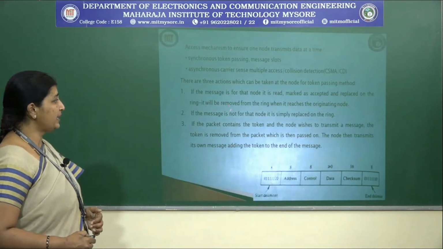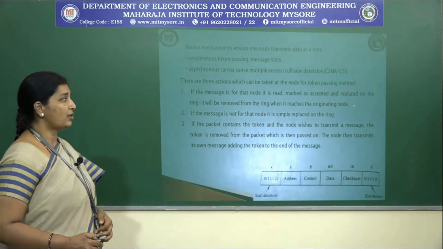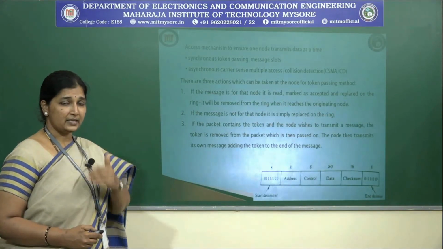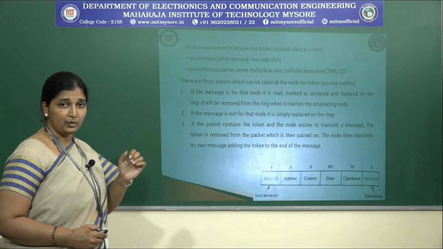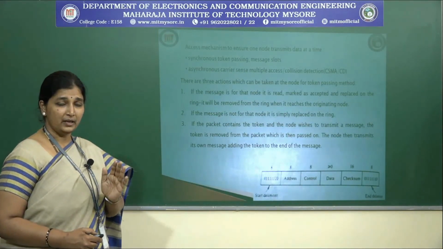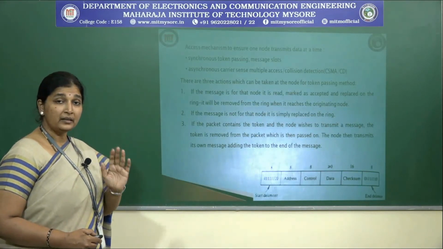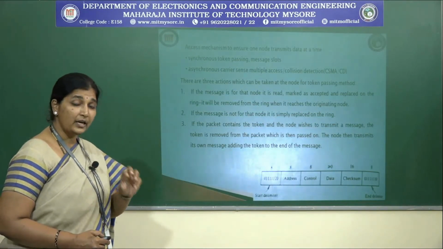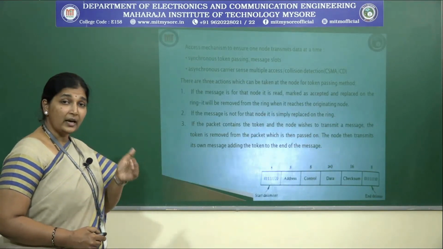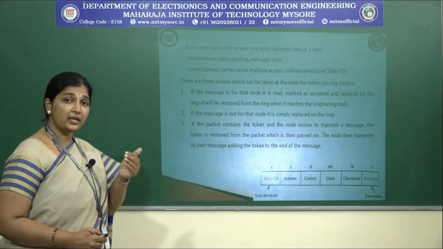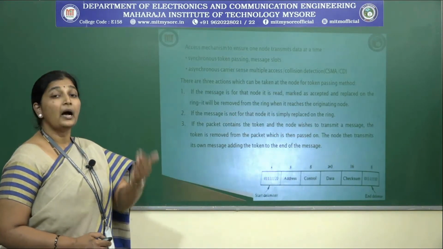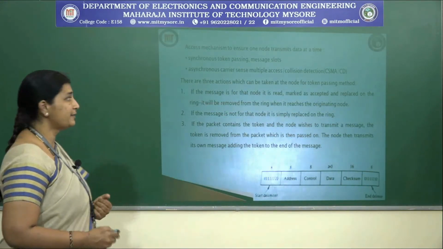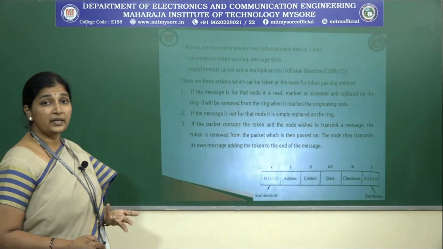It will be removed from the ring when it reaches the originating node, which means that there is a start point, and the end point will be the start point. So when information is passing, it will be read unless the information is for that particular node, if it is generated from that node. The node generates the signal and it will be checked. When it is checked, it will be passed on to the next, until it reaches back its originating node. That is the first one. That is how you are going to access the data or the message.